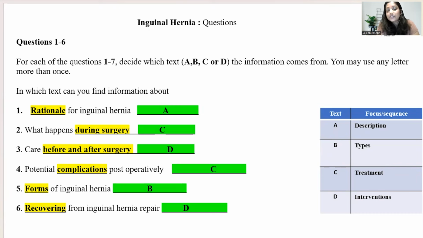Forms of inguinal hernia, types, yes. Recovering from inguinal hernia repair, D. So 6 out of 6? Yes, very good. I got 5. Okay, 5. We'll discuss later. Don't worry, we'll discuss later.